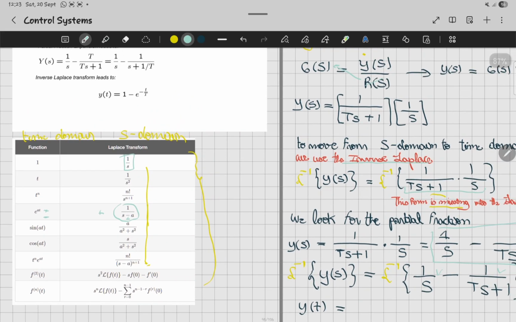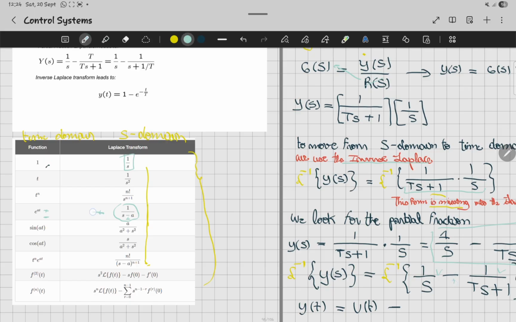Let's start with the first one. So 1 over s in time domain, it's gonna be a unit step. Or maybe writing as 1. Okay, we prefer writing it as a unit step. Okay, it's the same as 1. We have a negative sign there. Okay, don't forget about the sign that you see here.